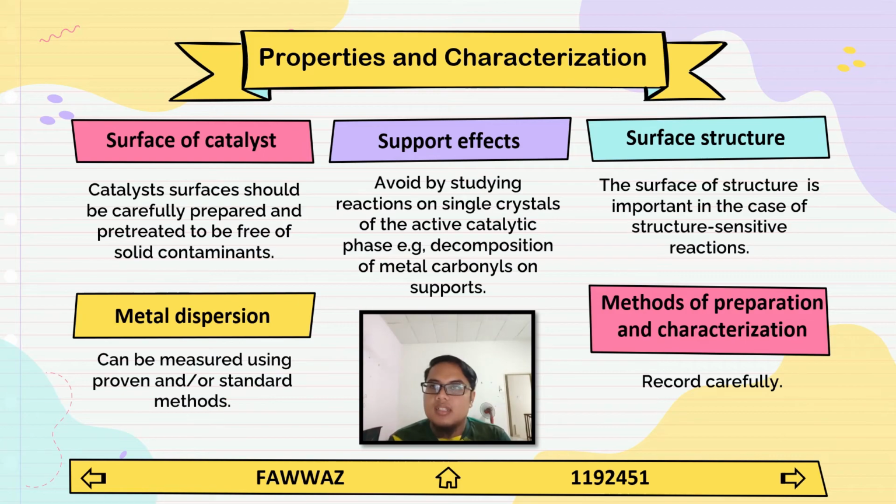Next, the characterization is the surface structure. The surface structure of the catalyst is important if the reaction is a structure sensitive reaction. Next, the metal dispersion. The metal dispersion in the catalytic reactors can be measured using proven or standard methods. And the last property is the methods of preparation and characterization. The methods of preparation and characterization should be recorded carefully so they can be reported.